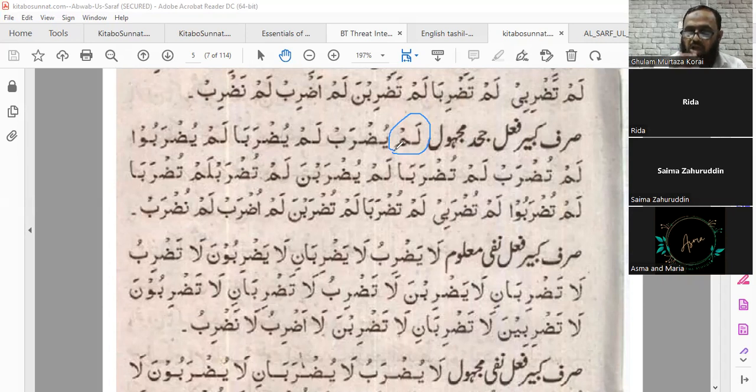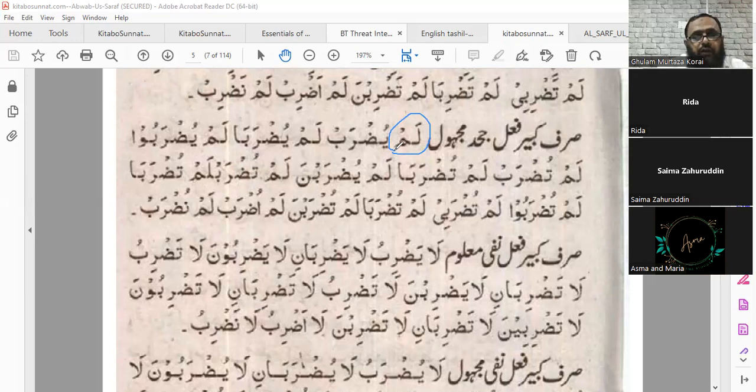Who is going to repeat it? Yes, I'm waiting for you. Yes, lam enters into muzare, into fi'l mudari, and it makes the fi'l majzoom. The last letter will take kasra, sorry, sakin. Anyone else? Yes, when lam enters into فعل مضارع, then changes take place, and one change is that the harf takes a jazm, becomes مجزوم.